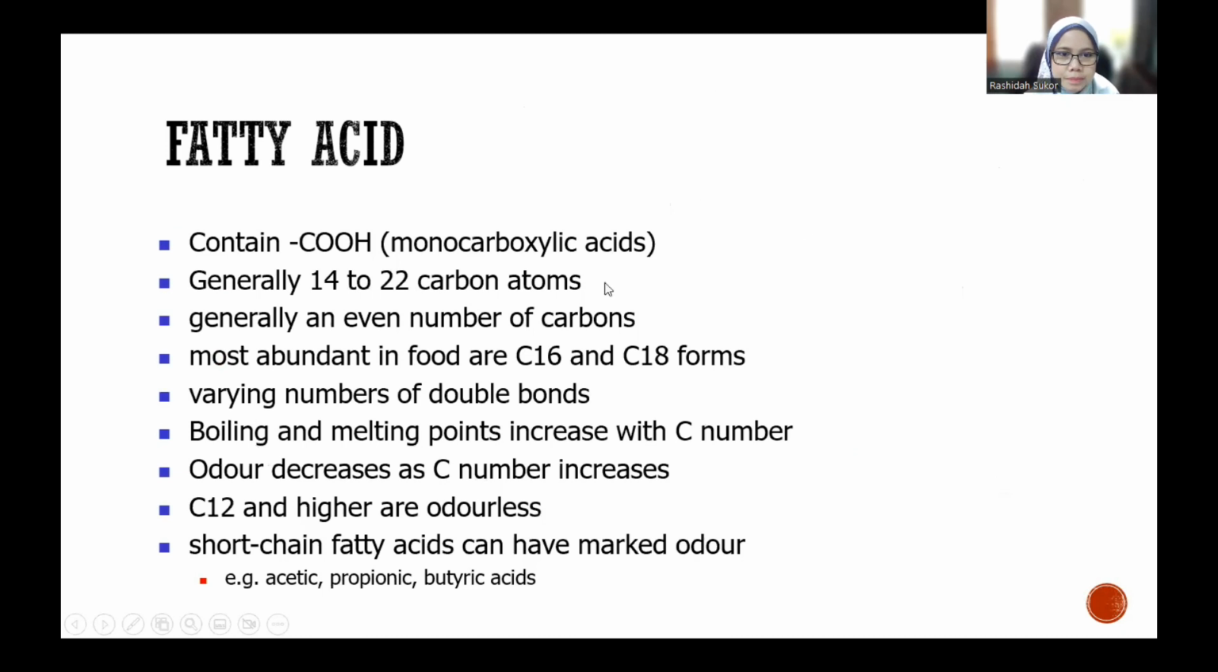the fatty acid. Fatty acids contain monocarboxylic acid. They are generally from C14 to C22. This is general: mostly when you see the number of carbons in a fatty acid, it is written as C14, C16, C18, C20, C22. But there are also odd numbers, as mentioned earlier.